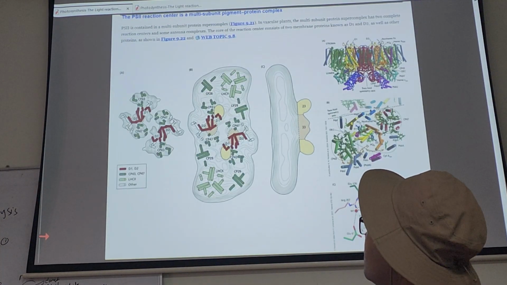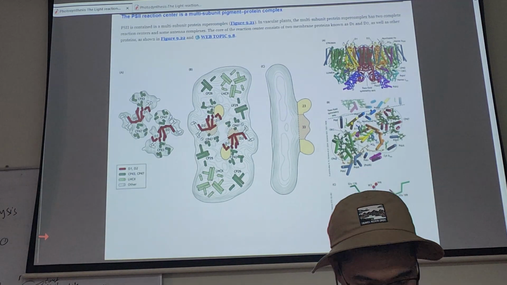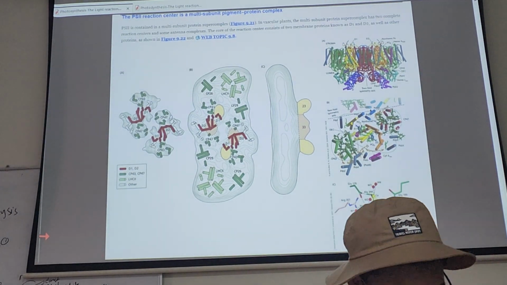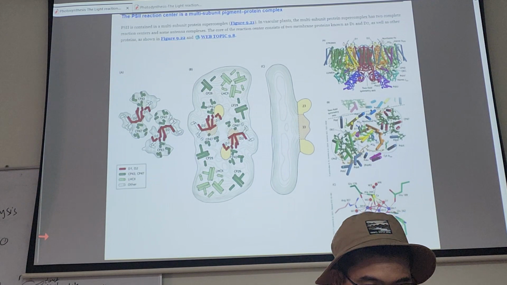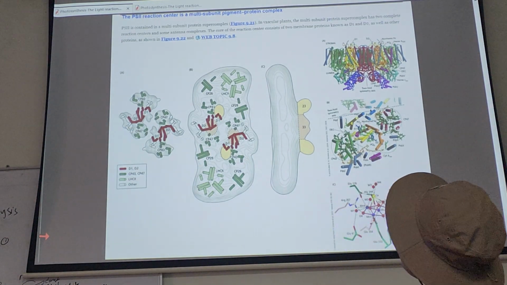Ooh, what's this? Photosystem II reaction center is a multi-subunit. Oh, okay.